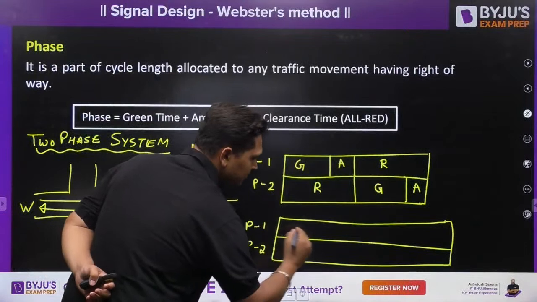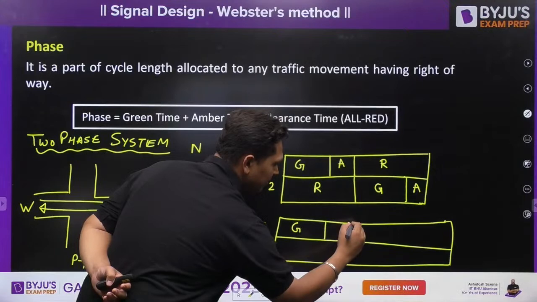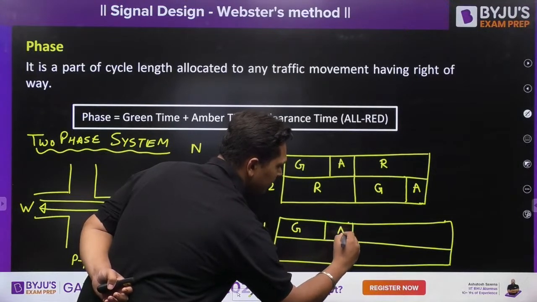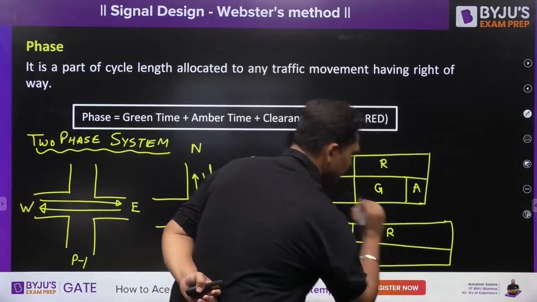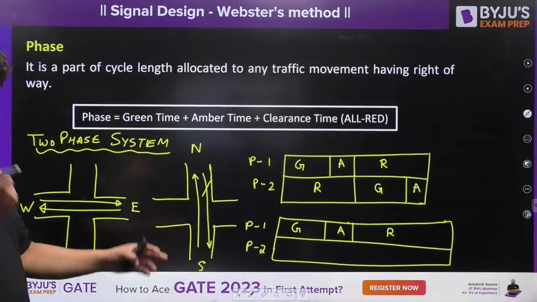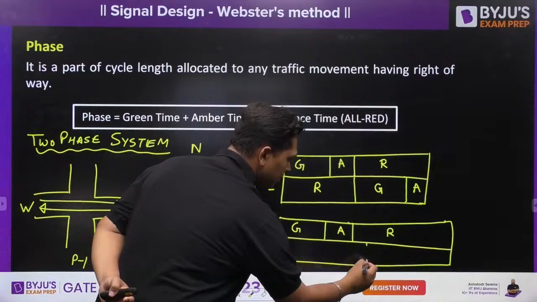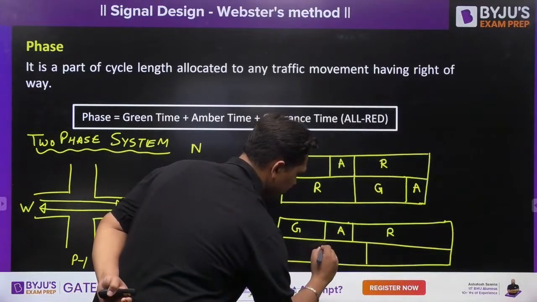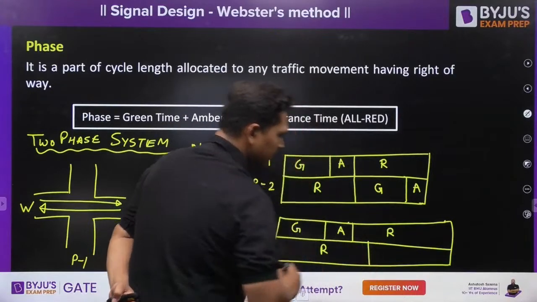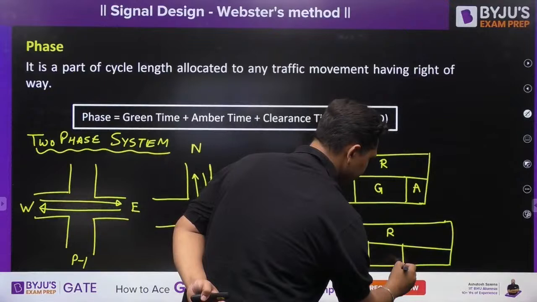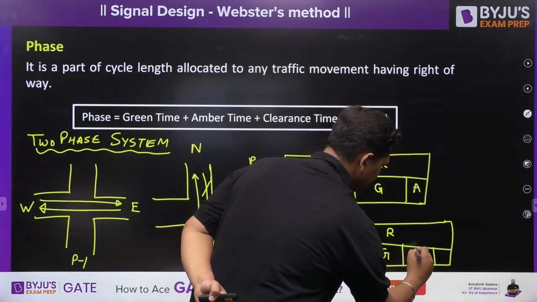Now suppose this is your green time. Then after green time your amber time will be here, and after amber time your red time will start. Now, in the other lane your red time is here. This is your red time. Then you have your green time, and then your amber time.